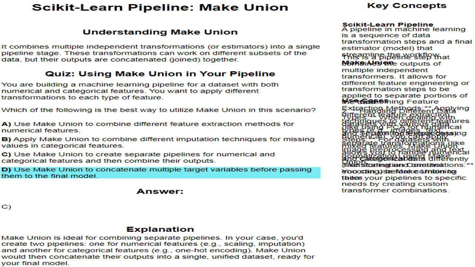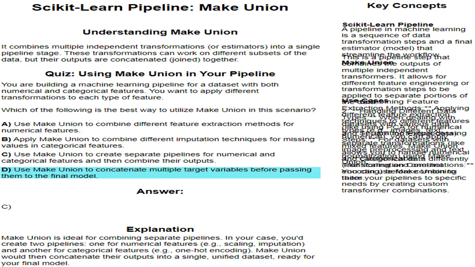Use make union to create separate pipelines for numerical and categorical features and then combine their outputs. A pipeline in machine learning is a sequence of data transformation steps and a final estimator model that streamline the workflow. It helps to automate and organize the process, ensuring consistency and reducing the chances of errors.